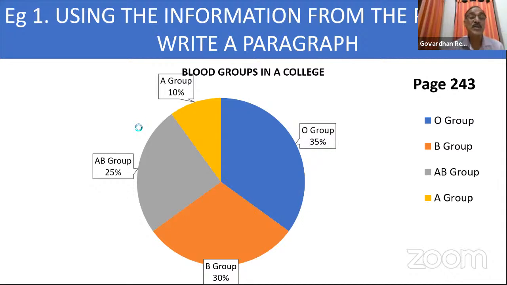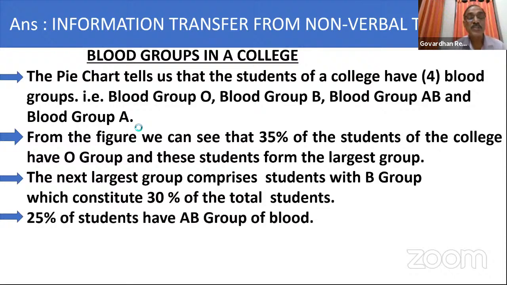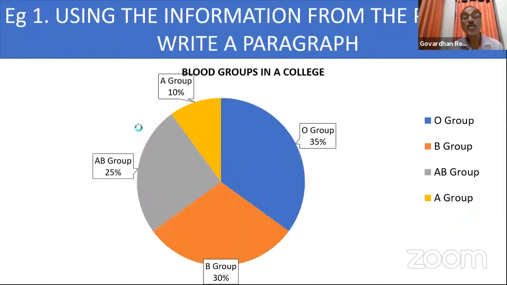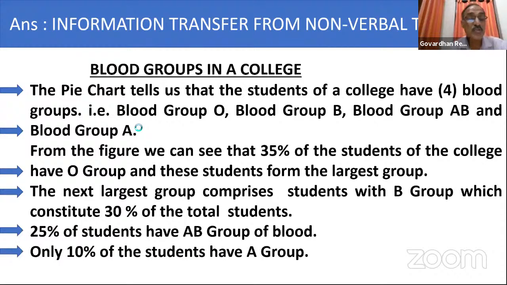Now coming to the next group, AB group. AB group constitutes 25% of the college. So you'll have to write one more sentence on that. 25% of students have AB group of blood, which is nothing but a quarter of 100. Now coming to the pie chart again, the final group, A group. A group constitutes only 10%. On that, you'll have to write one more sentence. Only 10% of students have A group.